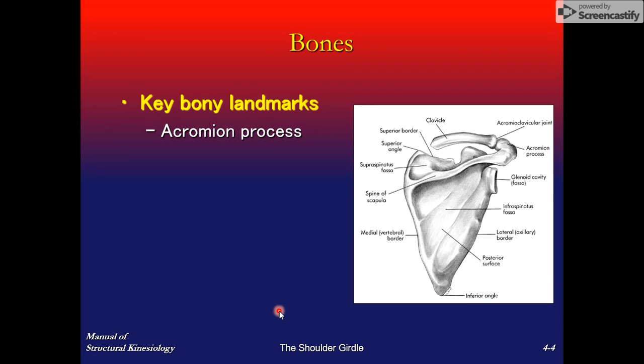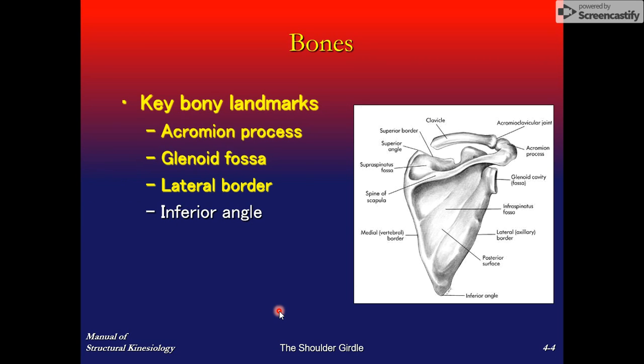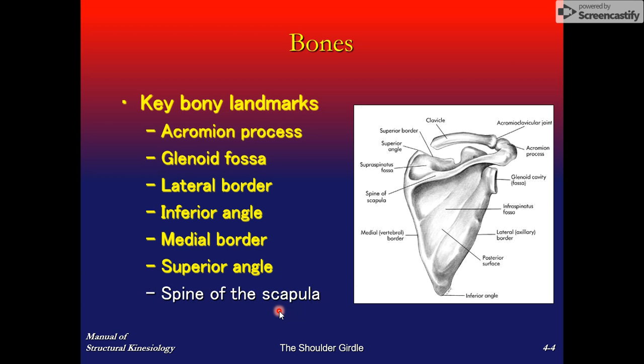Key bony landmarks on the posterior scapula: the acromion process, the glenoid fossa, the lateral border, inferior angle, medial border, superior angle, the spine of the scapula. So here's the acromion process, the glenoid fossa, the lateral border, inferior angle, medial border, superior angle, and the spine of the scapula.